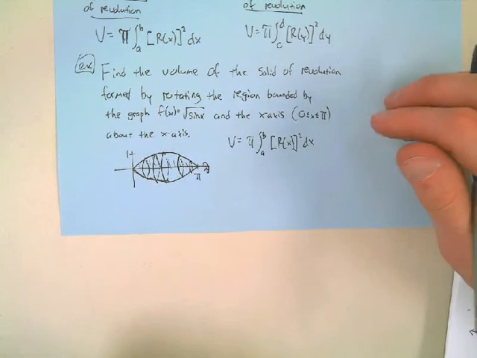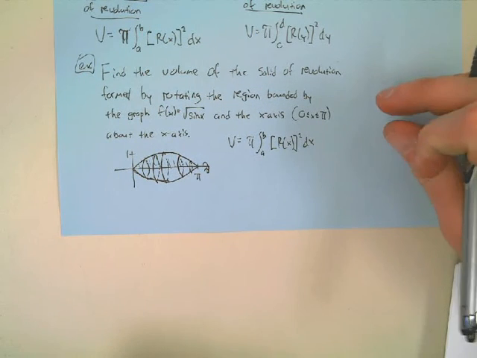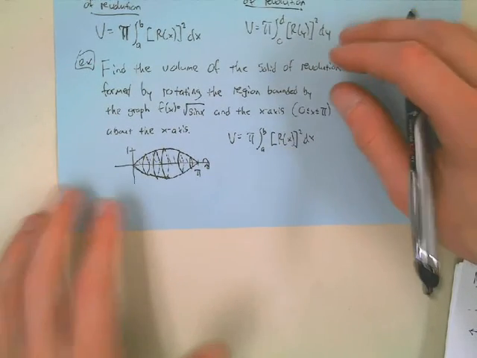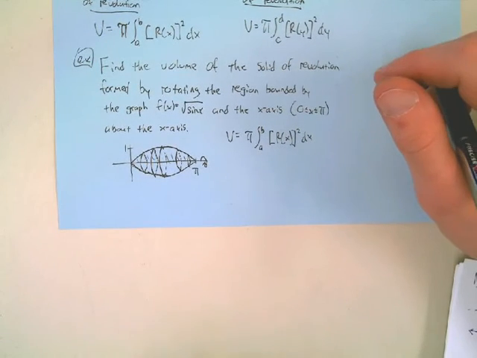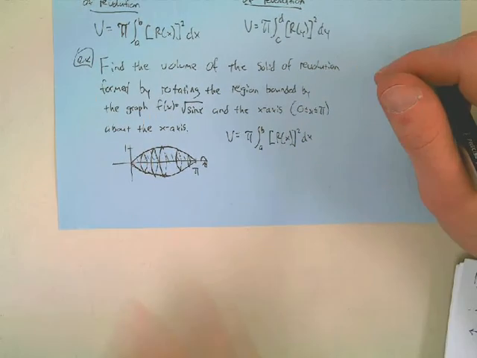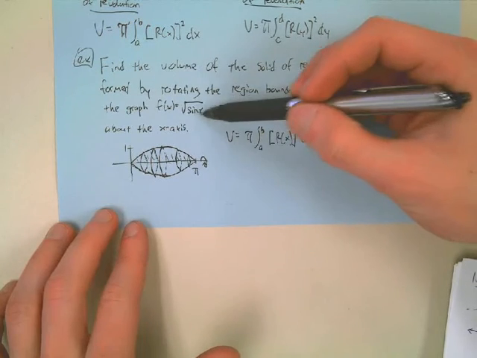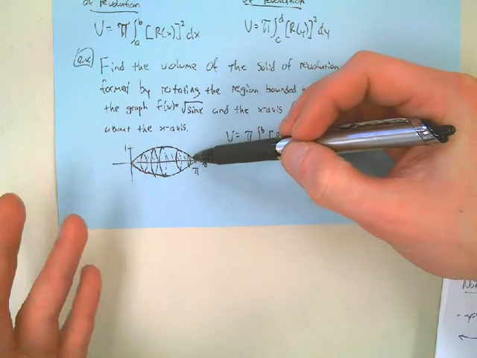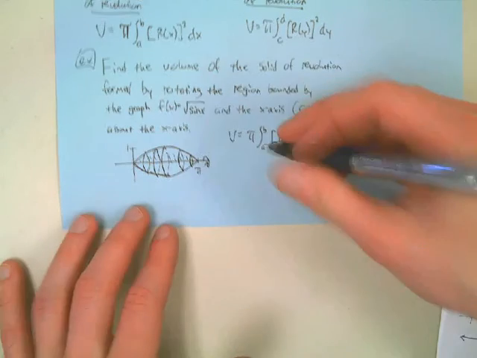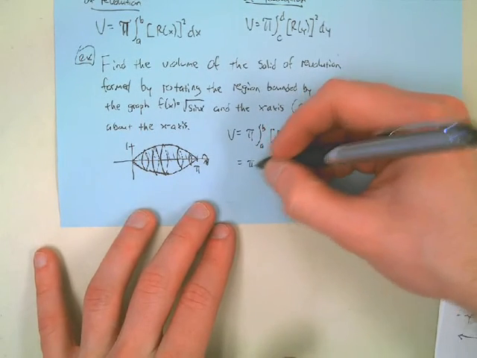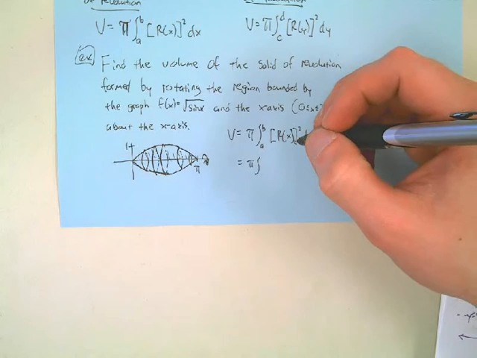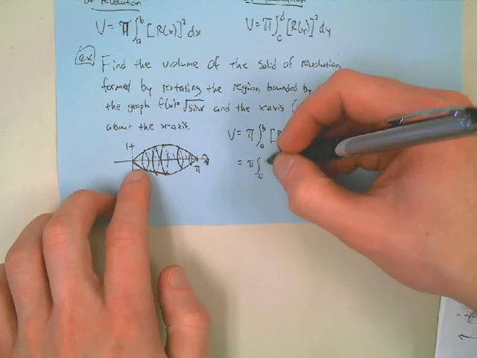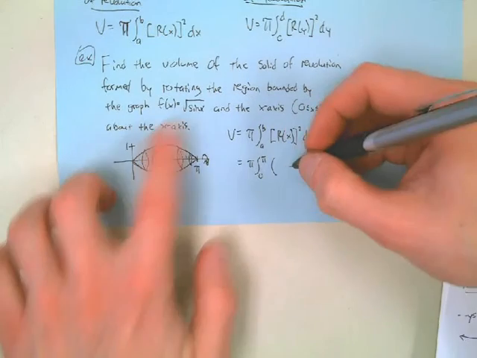What's our radius here? What thing is determining the radius of our region? It's the square root of sine of x, right? It's this distance, this height off the x-axis. What's determining the height off the x-axis? The function, square root of sine of x. So the volume is going to be equal to pi times the integral. What are our limits of integration going to be? Zero to pi, right. We start at zero, go to pi, and then we take the square root of sine of x, squared, with respect to x.